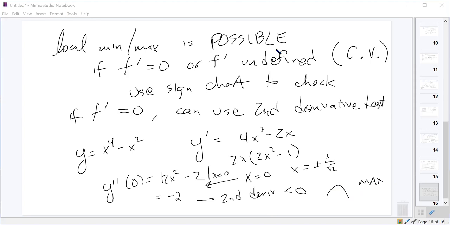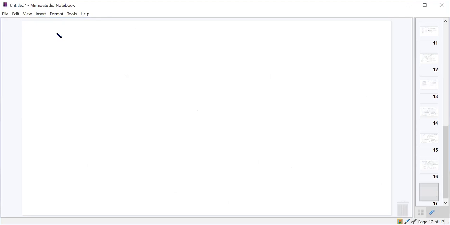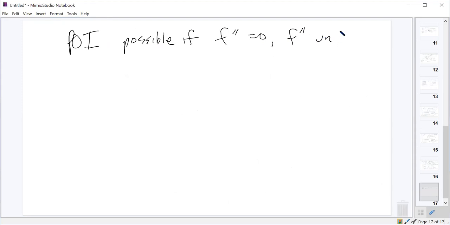All right. Cool. So let's see, first derivative test. You can use a sign chart to check, or you can use a second derivative test. Same thing, we can find points of inflection, right? So points of inflection are possible if f double prime equals 0 or f double prime is undefined.